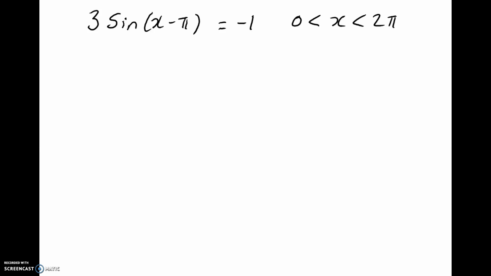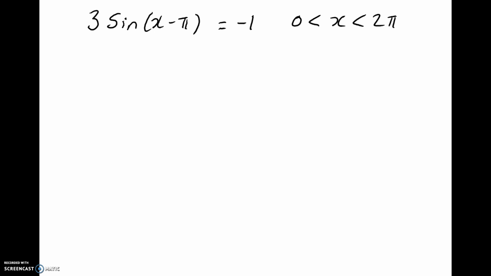Today we're going to be looking at how to solve trig equations at achieved level. At achieved level you only have to give the answer, so you can just use your graphics calculator. A question you might get is something like this one, where you've got 3 sine bracket x minus pi equal to -1, and we have to give all answers between 0 and 2 pi.